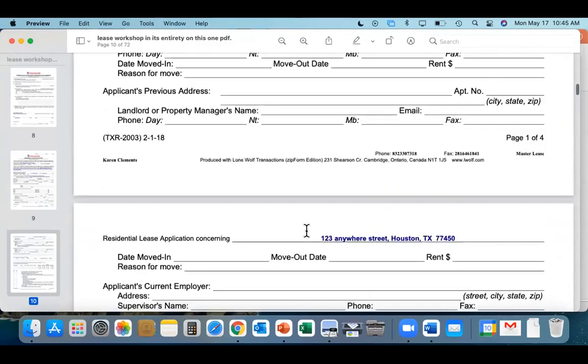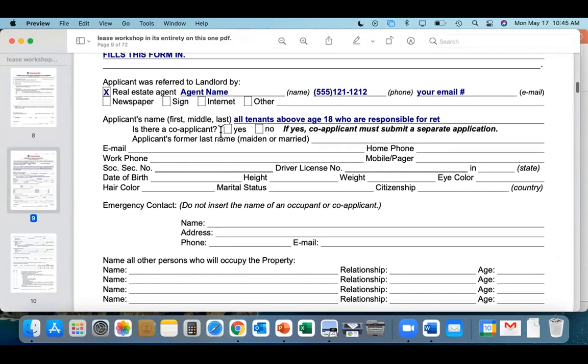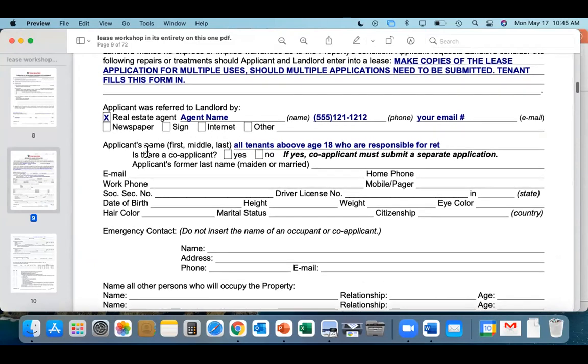Okay, right up here. So we have the applicant, and say it's John Smith. Is there a co-applicant? Yes. If so, the co-applicant must submit a separate application. And that might be Mary Smith, because her income and all that needs to be accounted for as well. So you have two applicants. We fill out an application for everybody over 18, but they might not necessarily be using their income. They're not responsible for the lease.